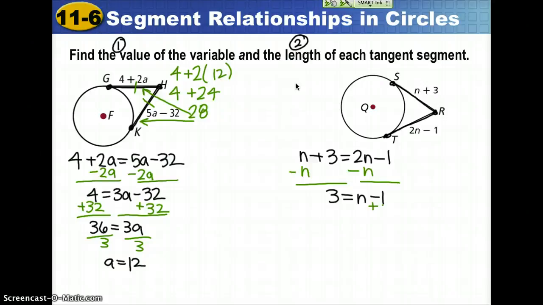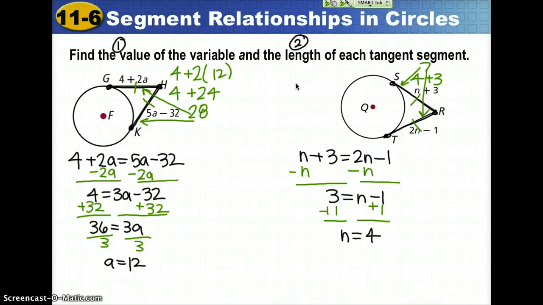And we probably don't even need to show this last step, you guys are so good at it, but n equals 4. N equals 4, we have answered the first half of the question. The second half says find the length of each tangent segment. Well, if n equals 4, n plus 3 here, 4 plus 3 tells us that the tangent segment is 7. They're congruent, so if this one's 7, then you can bet the other one is too.